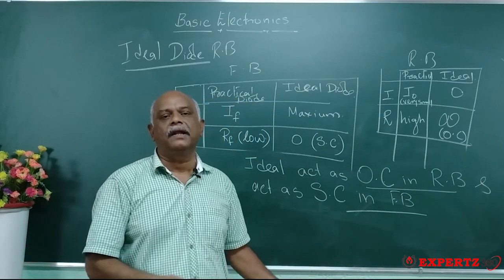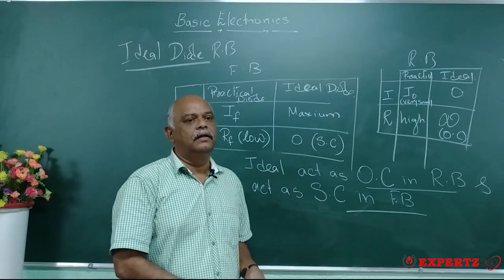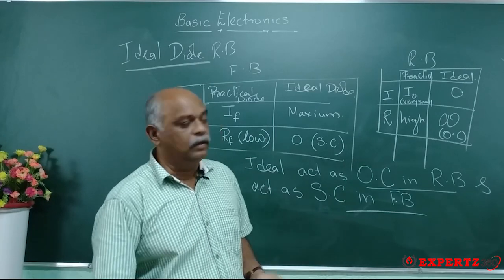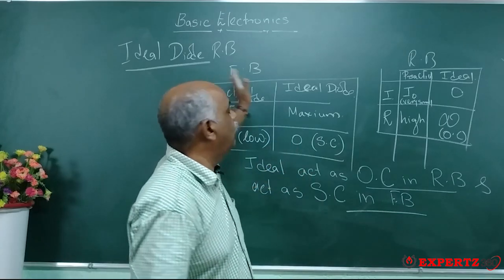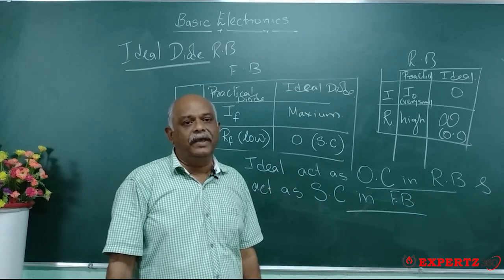Now you understand what is a practical diode and what is an ideal diode. So these are the things, forward bias and reverse bias, all those things. Now I have to go for the VI characteristics.